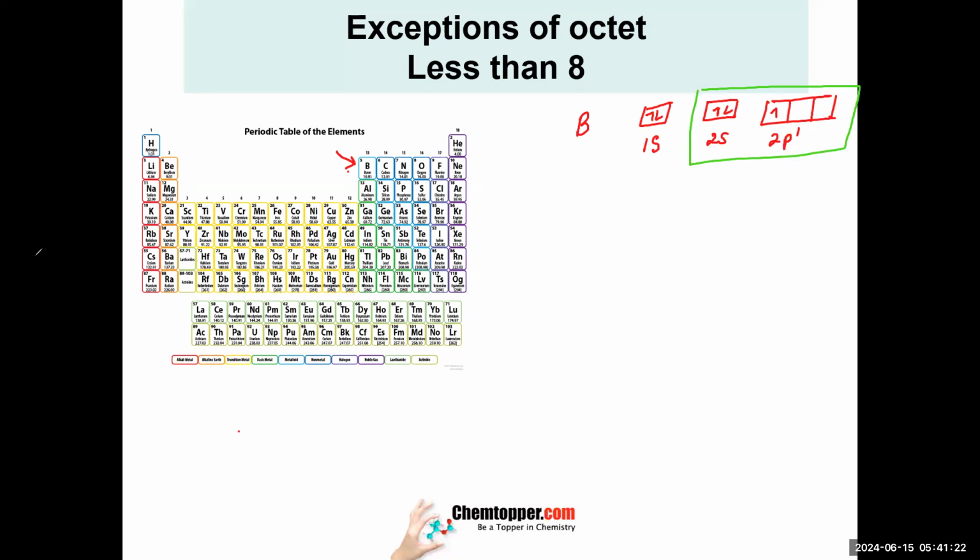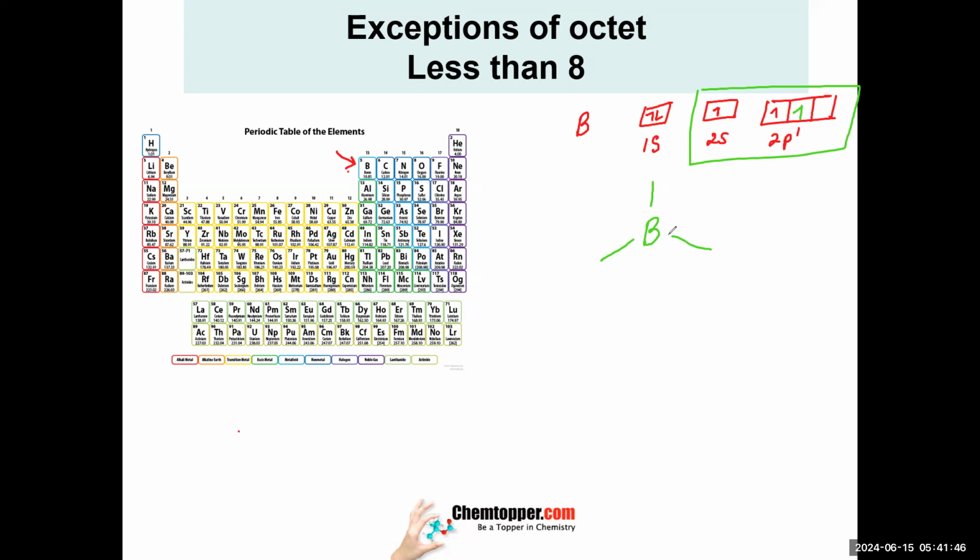So what is the excited state? An electron jumps from here to here. Now, how many electrons are available for sharing? So how many bonds can boron make? Only 3, because it's giving 3 for sharing. So it will make only 3 bonds, not more than 3.